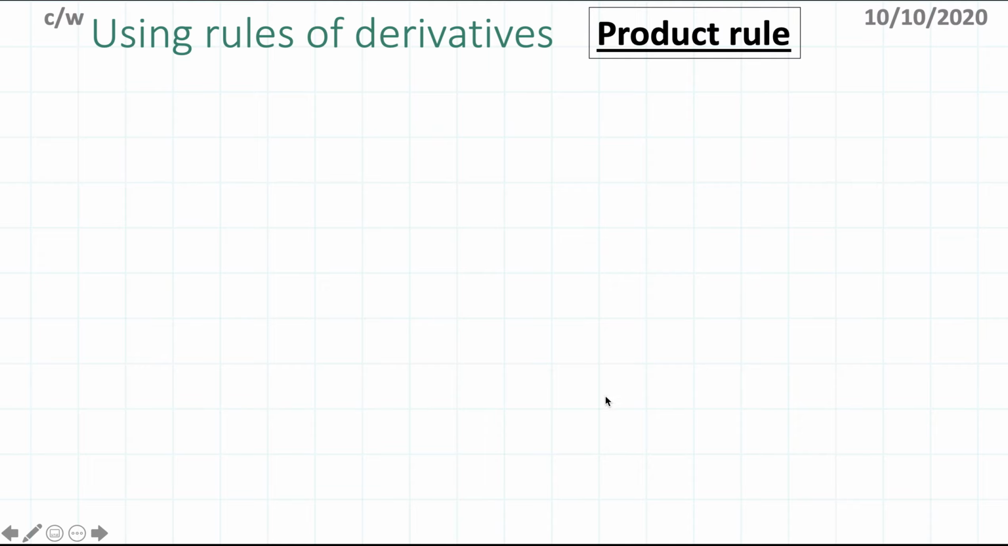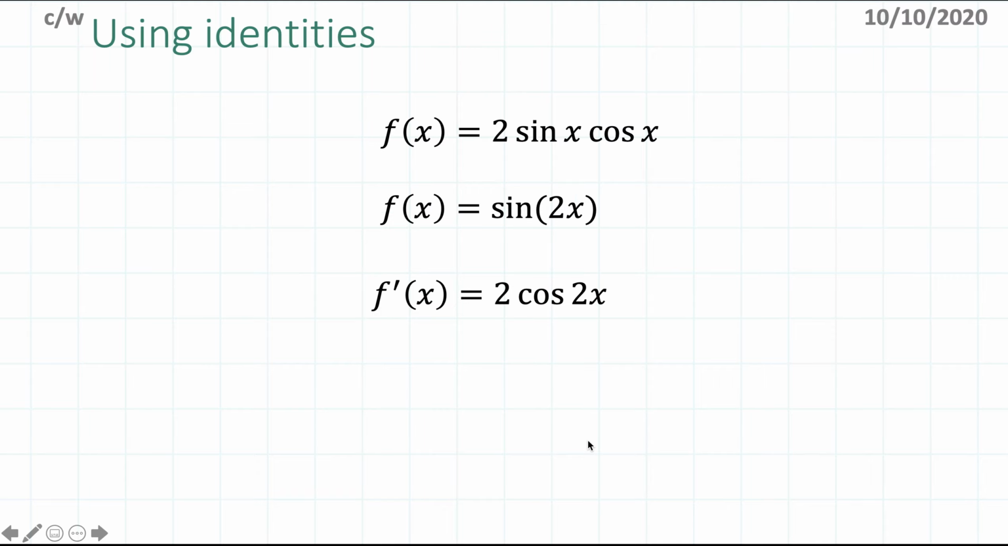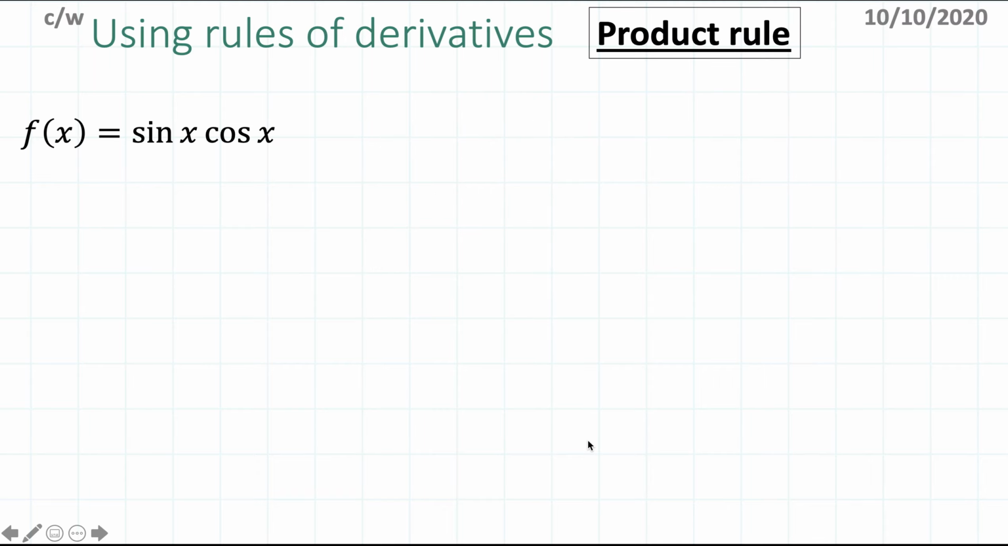But what if we have to use the product rule? So let's say it's just sine x cos x. Notice the difference. On the previous slides, it's 2 sine x cos x. In here, it's sine x cos x. So it's not a 2 sine x cos x, so I can't use the trig identity. In this case, we do use the product rule.